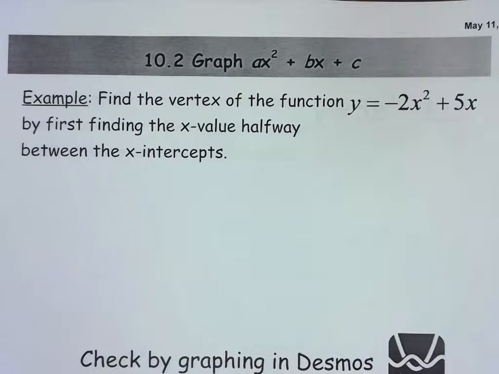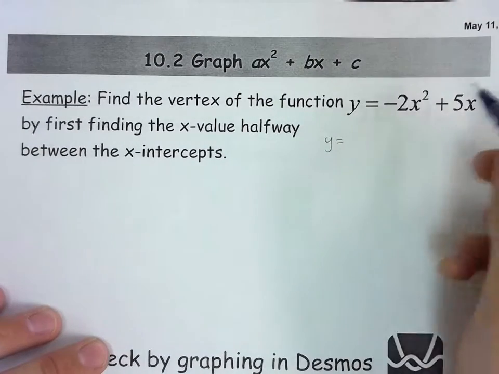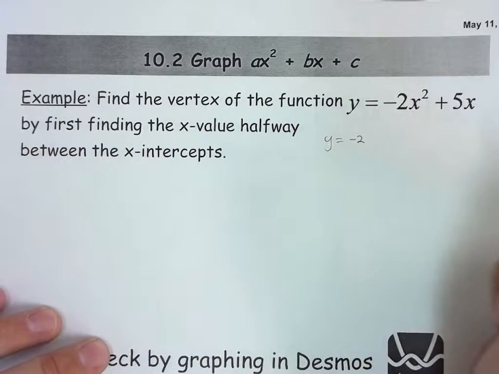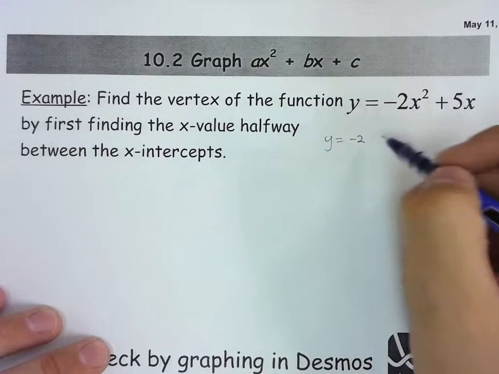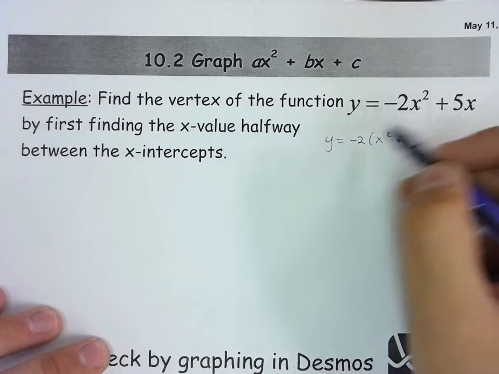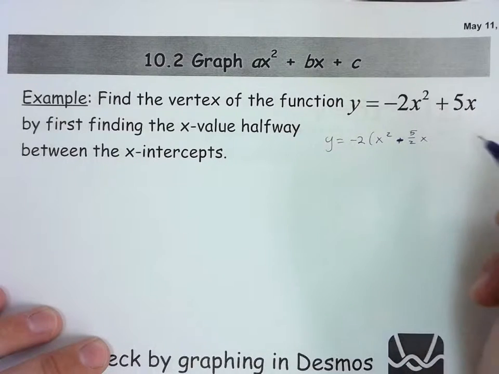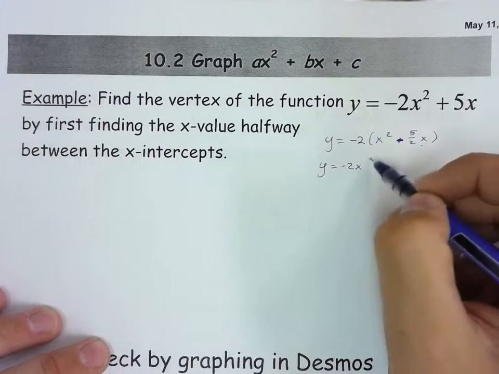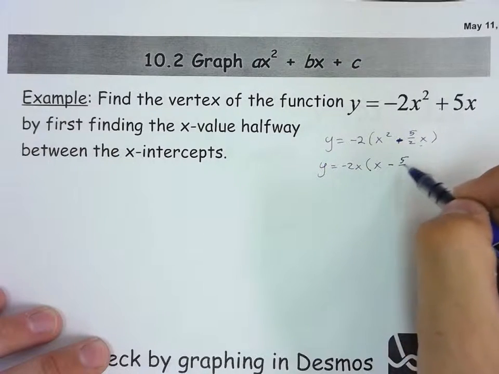Find the vertex of the function y equals negative 2x squared plus 5x by first finding the x value halfway between the x-intercepts. So I need to find my x-intercepts. We're going to factor out what we can here. I can take out a negative 2, which leaves me with x squared minus 5 halves x. And I can also take an x out, so I should have taken out a negative 2x to begin with. That leaves me with x minus 5 halves.